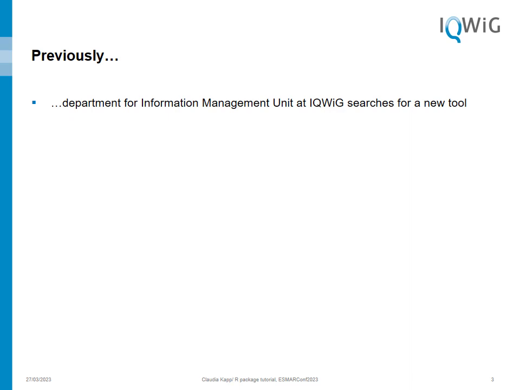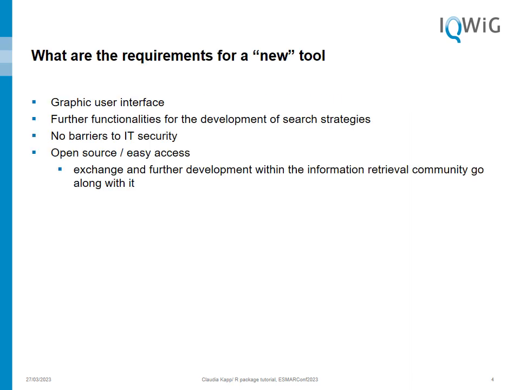Our information retrieval team at IQWiG has been searching for a new tool for a while now. During last year's ESMARConf, my colleagues discussed a few key points that would be relevant for our team in order to be able to use a new tool for our search strategy development process. Our requirements included a graphical user interface for the app, that our IT security team had to be on board with the suggested tool, and in order to be able to exchange ideas with other researchers, the tool should be open source. A Shiny app would actually meet all these criteria.